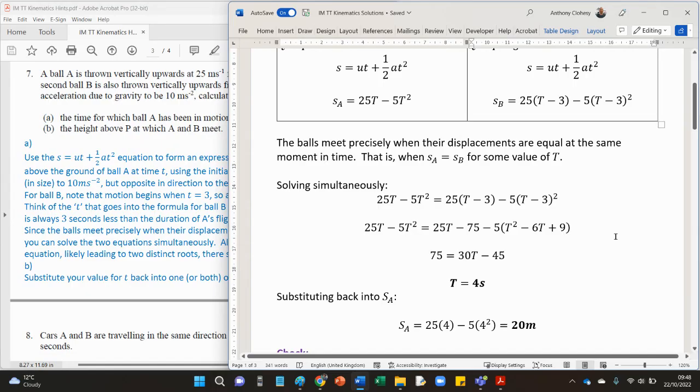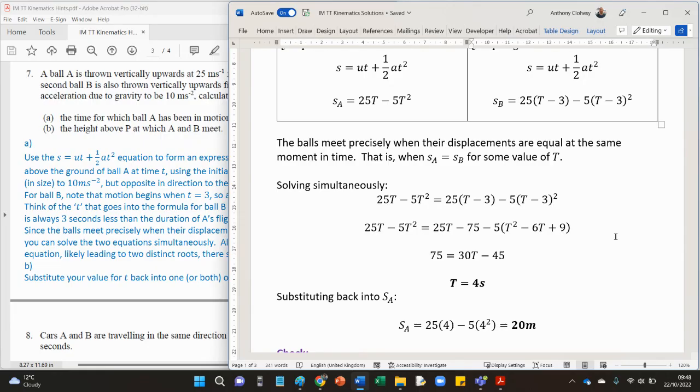which suggests that there is only one moment in time when these two will be at the same height, which kind of makes sense because they're tracking each other. It's as if one of them is the other one in the past, or the other one is this one in the future. So there is only one moment when they happen to be at the same height at the same time. That works out to be 4 seconds after the first ball is thrown up, which will be equivalent to 1 second after the second ball is thrown up.